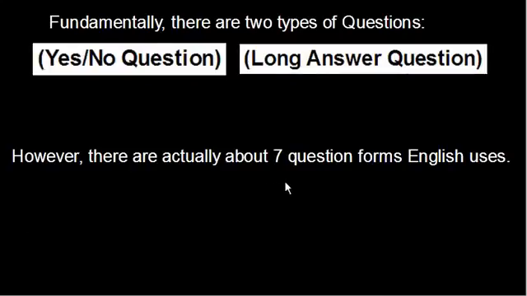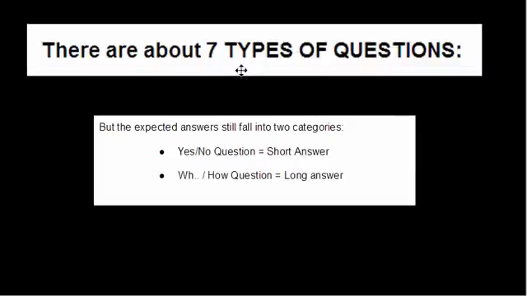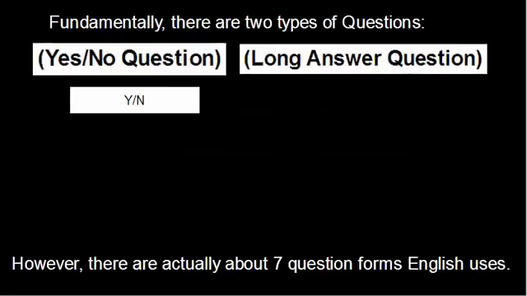We have actually 7 questions in English. We have 7 forms in English. And the number one, let me show you here, those 7 types of questions can fall into 2 categories, a yes-no type of question or a WH question. A long answer, sometimes we say WH, sometimes I say long answer. Short answer is a yes-no question. Long answer is a W question, or some people say WH. I say W question, but I guess that's not really correct. I've been mispronouncing it for years.